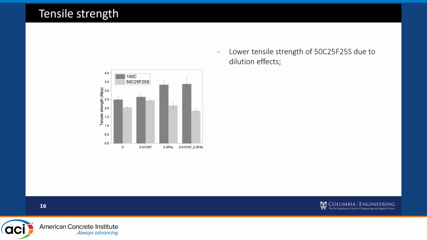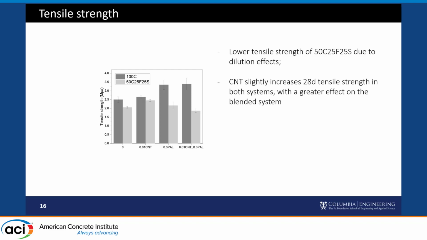Finally, tensile strength. So these are just 28-day strength. And so looking at the base mixes, the same, where we see lower tensile strength of the blended system compared to OPC due to dilution. So looking at CNT, they did slightly increase 28-day strength in both systems, OPC and the blended. But I would say it's not on par with results of other groups, so we would expect maybe a higher increase. That was not captured, but again, we'll tie it to potential issues of dispersion. But again, seeing slightly different effects on the two binder systems.